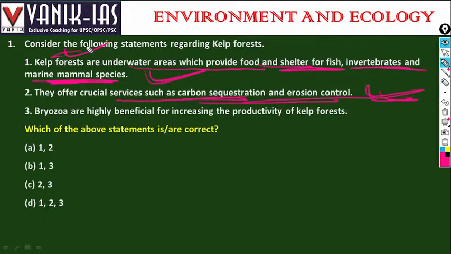Then, the bryozoa are highly beneficial for increasing the productivity of kelp forest. This is wrong. Bryozoa is a threat for kelp forest. These are moss animals that grow on the kelps, and this bryozoa is a threat to the kelp forest. So the third statement is wrong. Because bryozoa induce disintegration of seaweeds, this is a threat to the kelp forest. So options one and two are right regarding kelp forest.